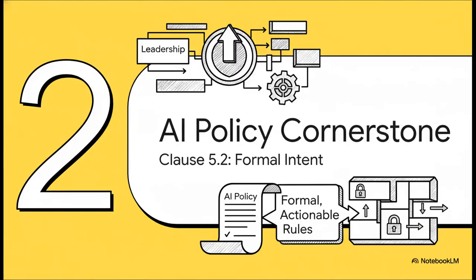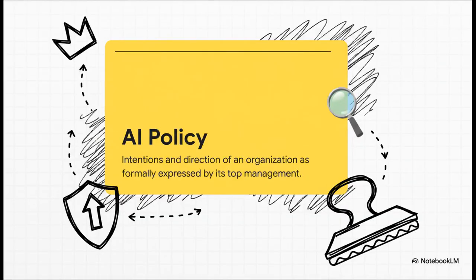All right, so with leadership's commitment locked in, we can move on to the actual document that makes all that commitment tangible, the AI policy. This is covered in Clause 5.2. And this is where that high-level vision and all those good intentions get translated into formal, actionable rules for the entire company. The standard actually defines a policy as the intentions and direction of an organization as formally expressed by its top management. Now, really pay attention to those key words, formally expressed.